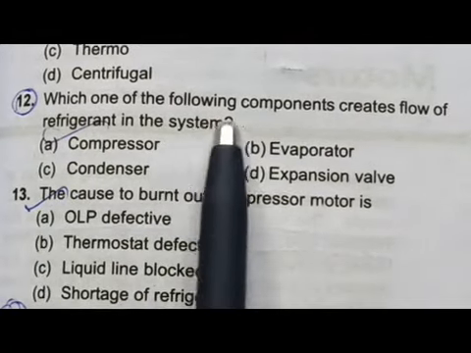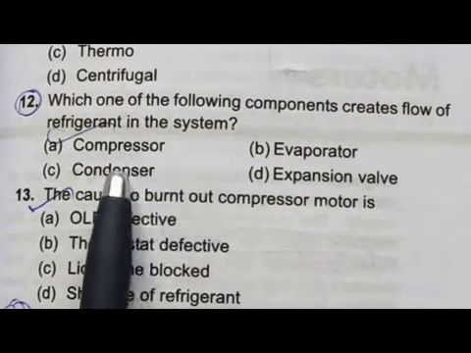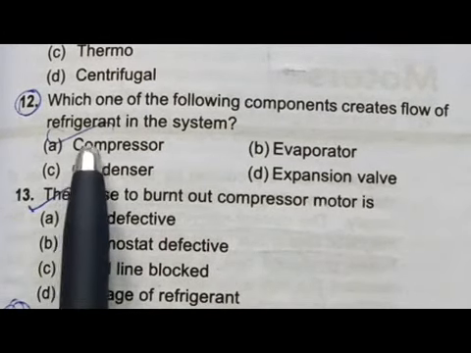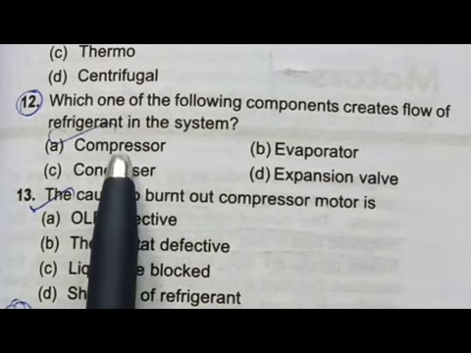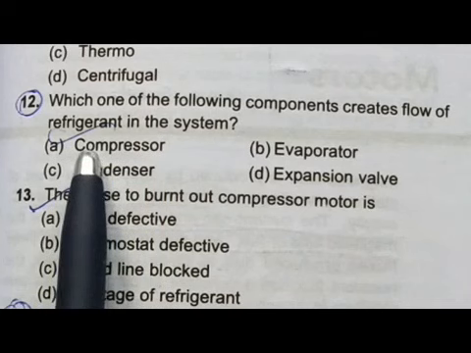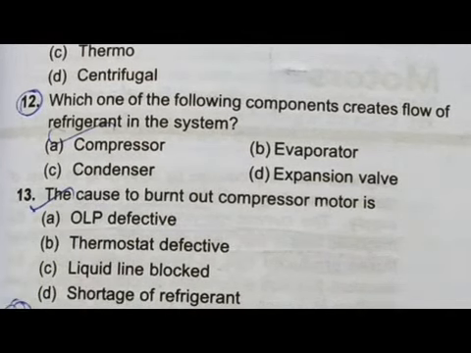Which one of the following components creates flow of refrigerant in the system? Compressor, evaporator, condenser, expansion valve. The compressor, A, is the correct answer because it is the heart of the refrigerator which circulates the refrigerant throughout the whole system.